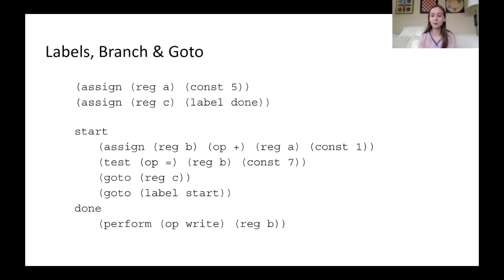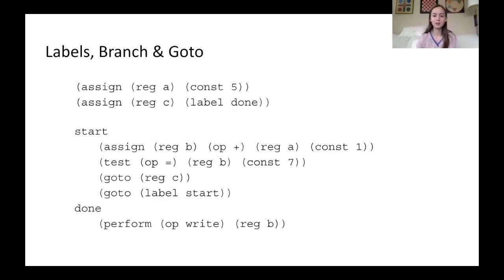In this piece of code, you can see two labels, start and done. The program starts with A equal to 5 and loops through the start label twice, using the assign, test, and goto commands. When B is equal to 7, the program goes to the value in C, which is the label done, and outputs the value of B using the write op.